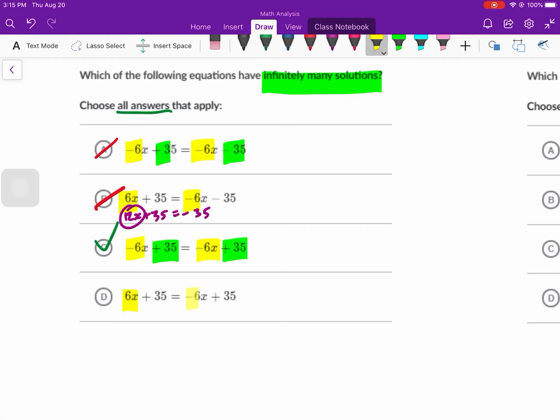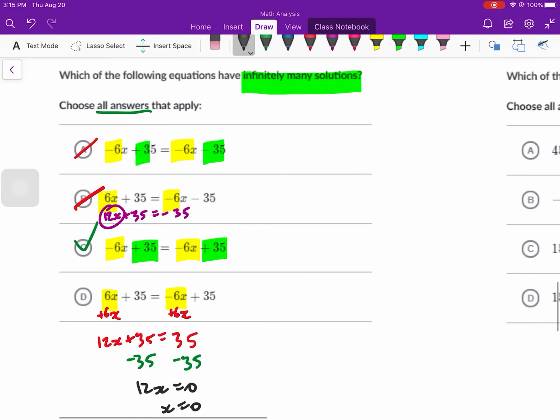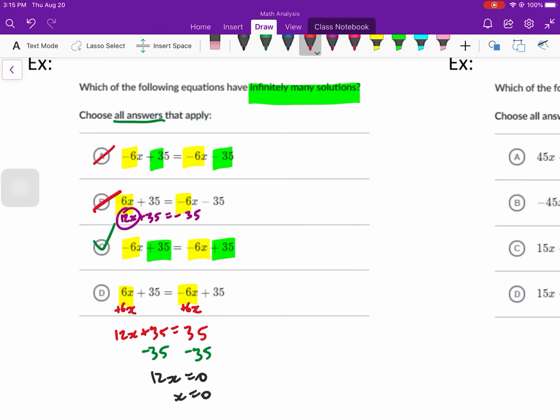And then let's look at this one, 6x and negative 6x. Well, once again, those are different. So if you end up adding the 6x over, you'll have 12x plus 35 equals 35. And this is going to have an answer. Even though it's 0, it's still a solution. Because check it out, if you subtract 35, 12x equals 0. So x equals 0. That's still a solution. So the only one here would be C.